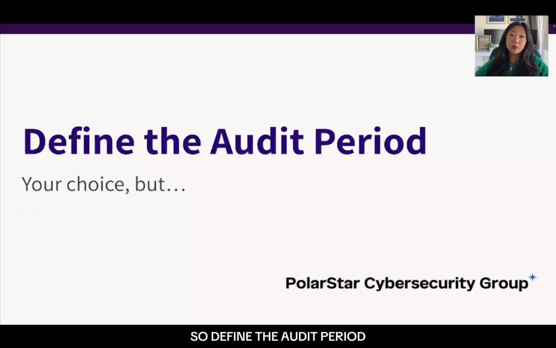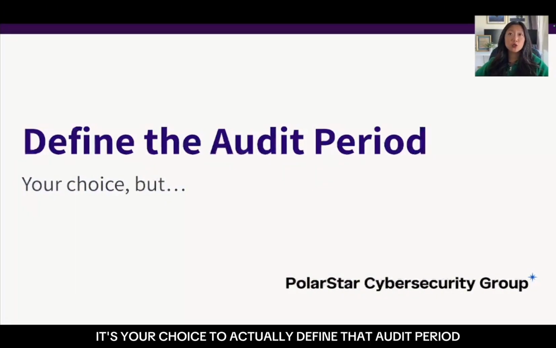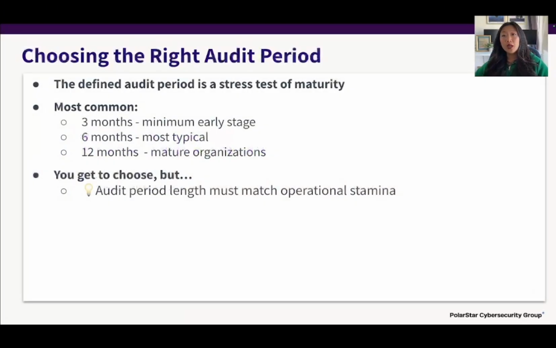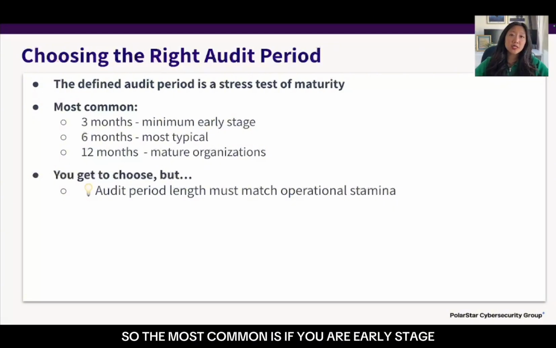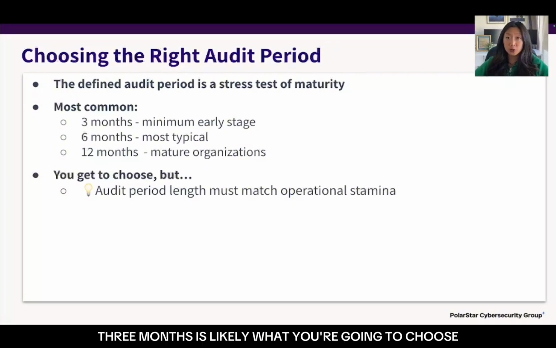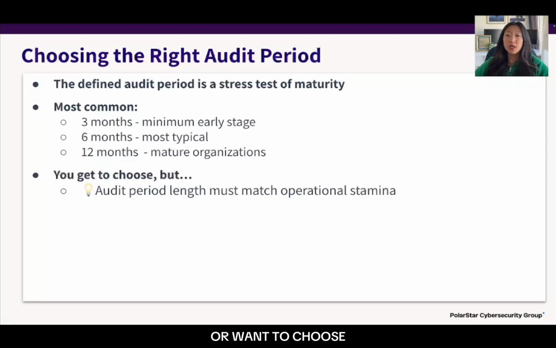So define the audit period. Fun fact, it's your choice to actually define that audit period. But you want to make sure you choose the right audit period. And that audit period, the way you should look at it, is a stress test of your maturity. So the most common is, if you're early stage, 3 months is likely what you're going to choose or want to choose. 6 months is more typical. 12 months is for mature organizations. Now, again, you can choose.